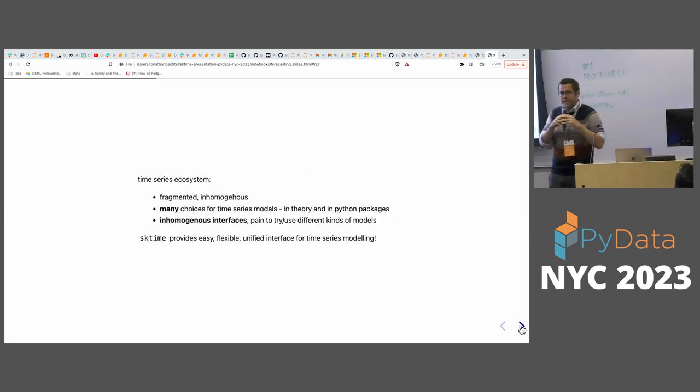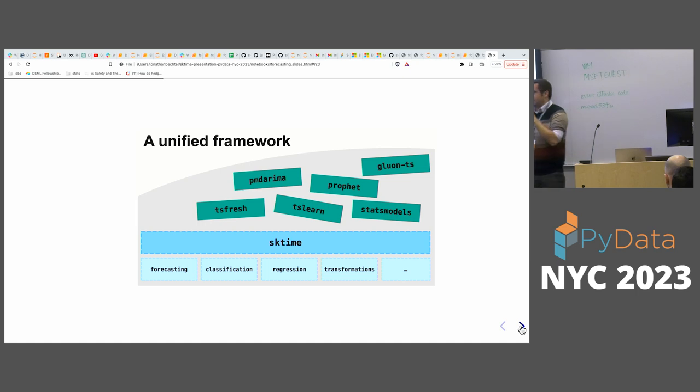Okay. So like I mentioned before, one of the current problems if you want to use time series models in Python is that the ecosystem is fairly fragmented and inhomogeneous. And so it can be difficult combining all the different tools together. So SKTime provides a unified interface to basically unite the time series ecosystem in Python.